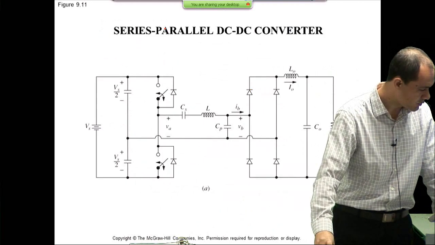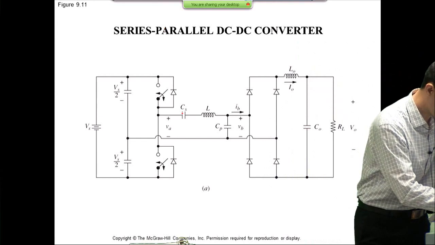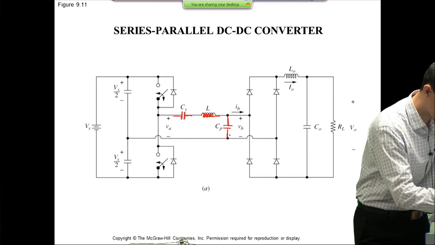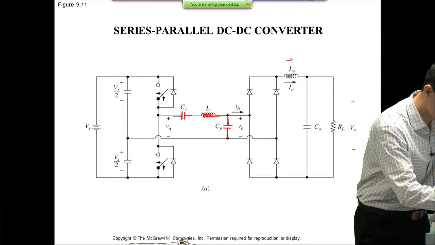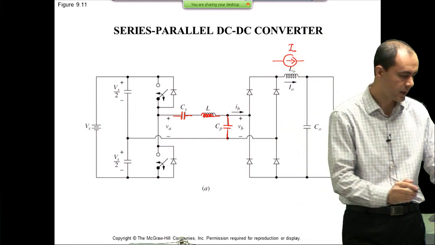And this one is a series parallel, which is kind of a combination of the two. So the resonating components are this cap over here, this inductor over here, and this cap over here. Again, on the output side, we have a relatively large inductor, which can be modeled with a constant current of I out.